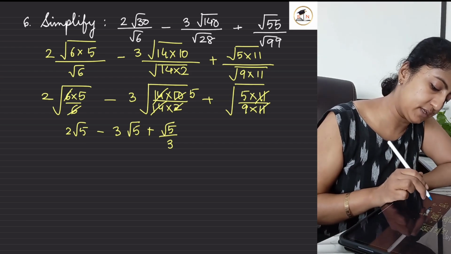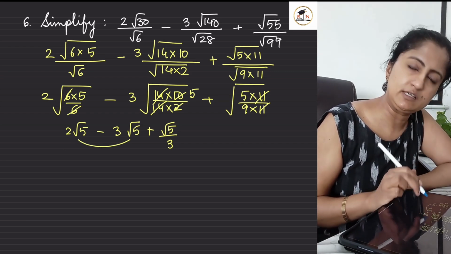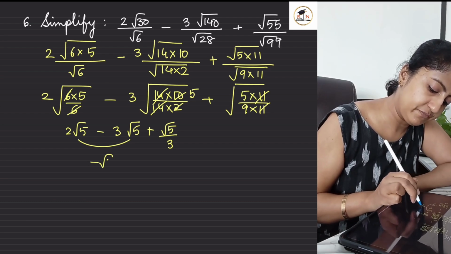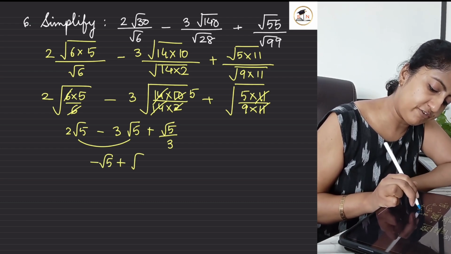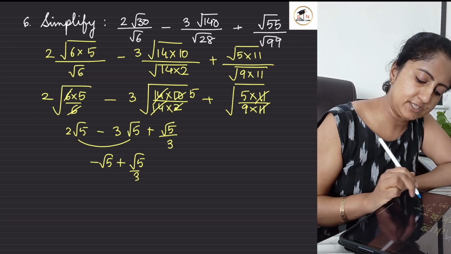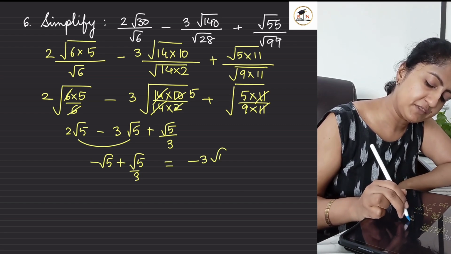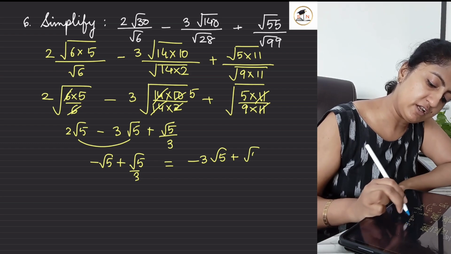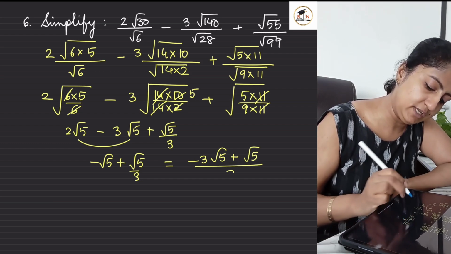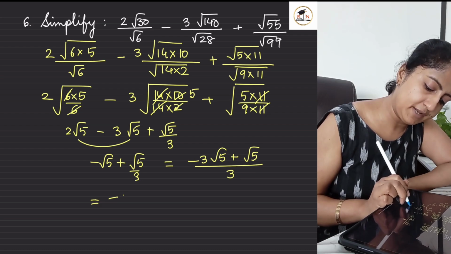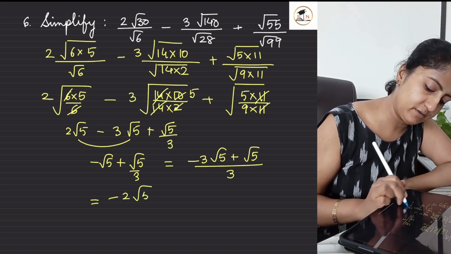Now what we can see over here, these two we can easily solve. This becomes minus root 5 plus root 5 over 3. I can just take the LCM. It gives me minus 3 root 5 plus root 5 divided whole by 3, and that results in my final answer, which is going to be minus 2 root 5 over 3.